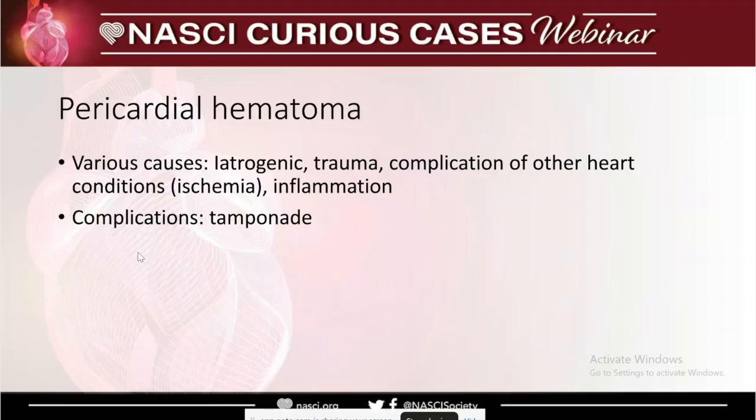So we have a lot of causes for pericardial hematoma. It can be iatrogenic after a surgery, especially coronary bypass. It can be because of trauma, complication of other heart conditions, including ischemia, or because of inflammation. The main complication is the tamponade, but sometimes it just does not regress. It just gets organized into the wall of the pericardium, and it calcifies.